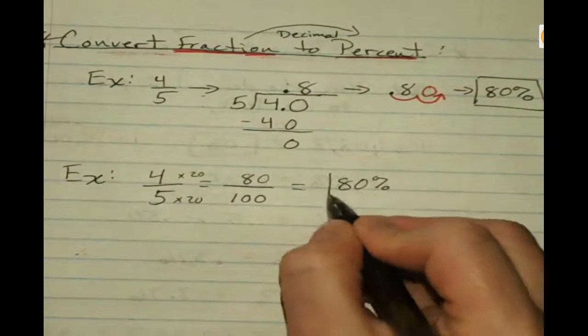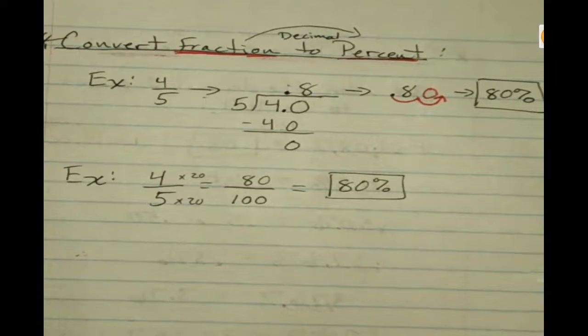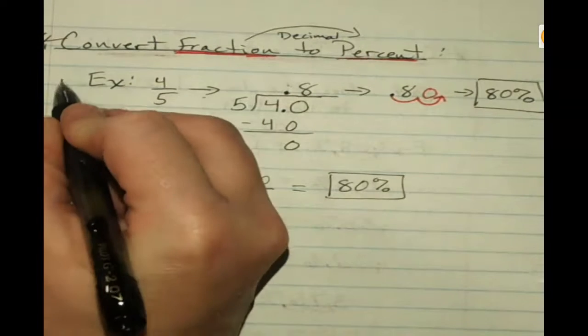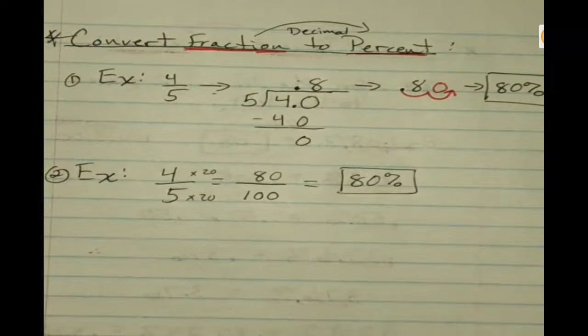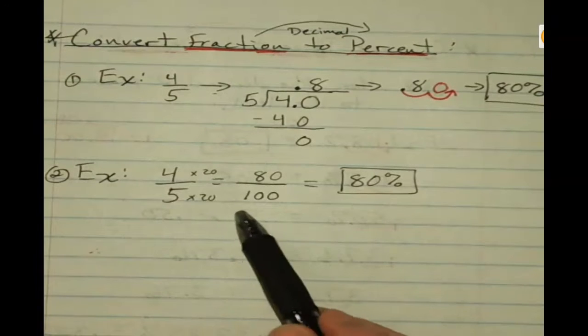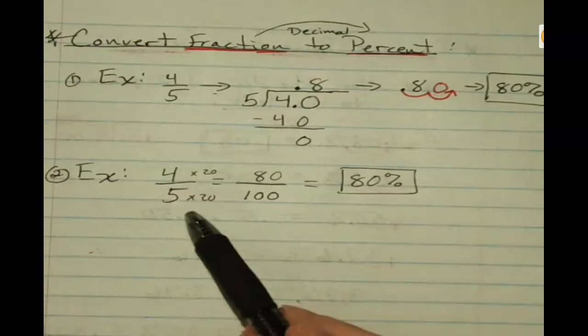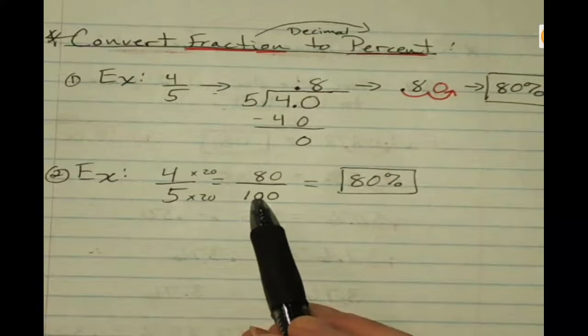I still like the other one. I do too. Okay, it's up to you, but these are 2 different ways of getting it. Now, here's the thing. This way can be rather fast. But does it work every time? No, because you could have a denominator that does not go evenly into 100.